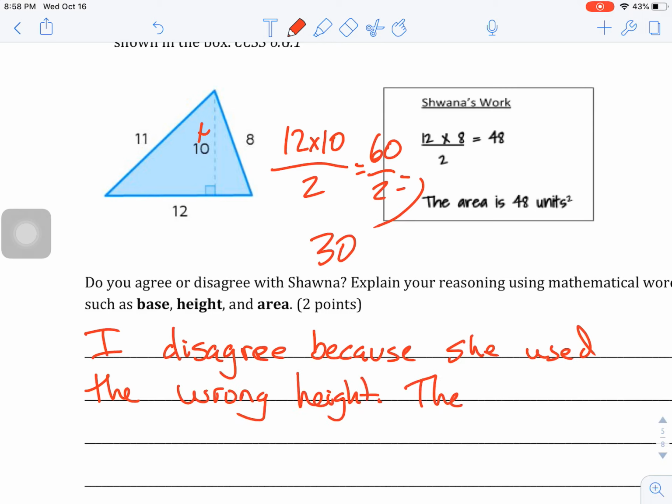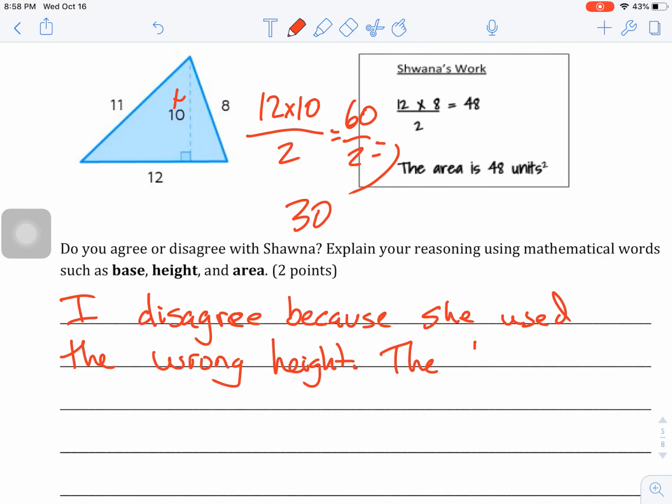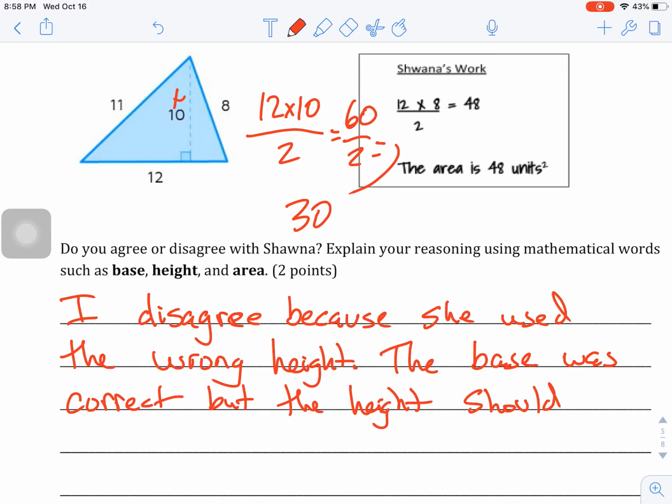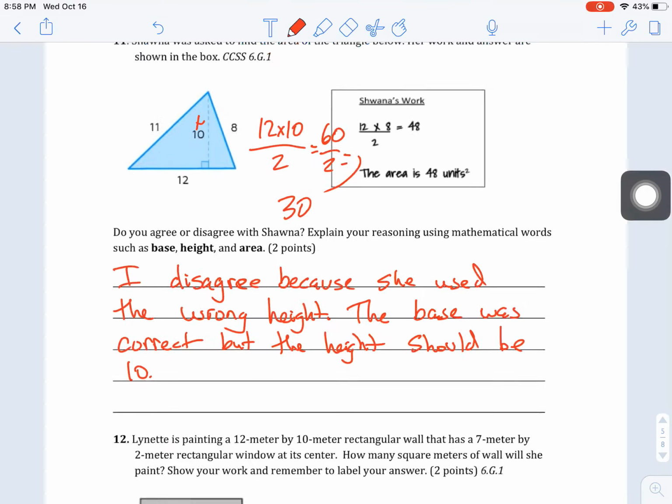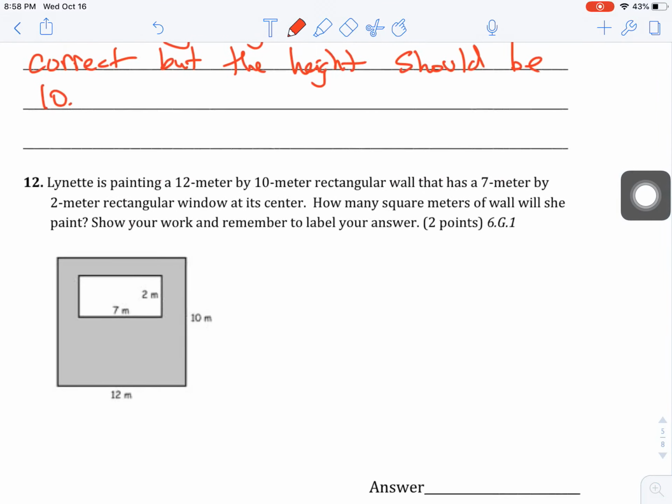And to get those words into my answer, I might say the base was correct, but the height, sorry for the sloppy writing, the height should be 10. Okay, and then I could explain that my correct answer is 30, and I could show the work like I did, right? Moving on to number 12.